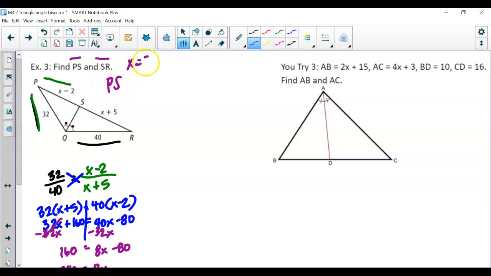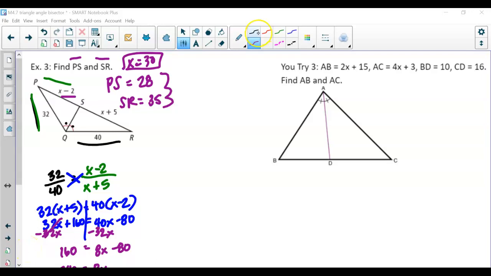So if x was equal to 30, PS is equal to 28 because it's x, 30 minus 2. And SR is equal to 35 because it was 30 plus 5. I'm going to pause the video now and do the You-Try on your own.